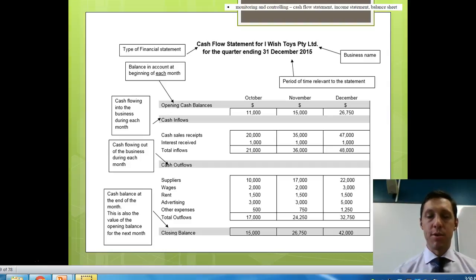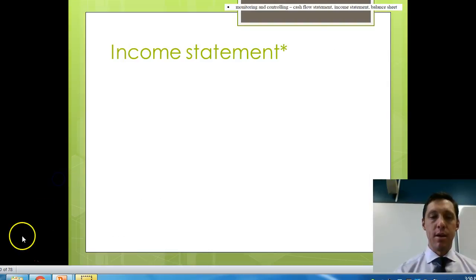So it's an important statement because it clearly shows a breakdown of opening cash balances, cash in, and cash out, and there is some overlap with some of the other financial statements, namely the profit and loss statement or the income statement, where some of these figures will be seen. For example, if we were doing a profit and loss statement as at the end of December, that closing cash balance of $42,000 would be the cash entry into the income statement for that business. Okay, so that is the cash flow statement in summary.